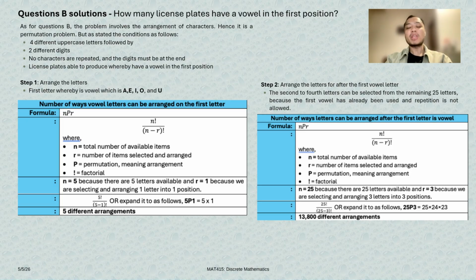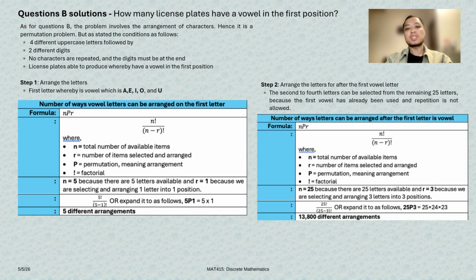So this leaves 25 letters available for the remaining 3 letter positions. For the second, third, and fourth letter, we use 25P3. In this part, n equals 25 because 25 letters remain after the first vowel has been used. The value of r is 3 because we still need to arrange 3 more letters. So when we expand it, 25P3 becomes 25 times 24 times 23. So this equals 13,800 different arrangements for the remaining 3 letters.